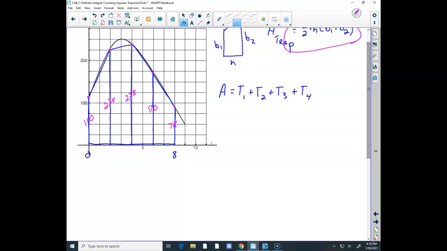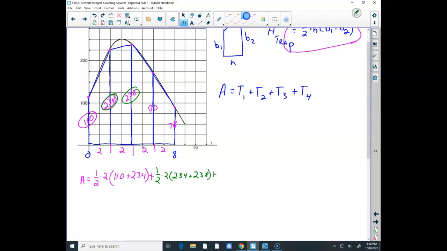So if we took the trapezoid number 1, these are all a height of 2 because they're equal distance, and that's typically what we do. So we're going to say our area is going to equal 1/2 times the height. Now this first base is going to be 110 plus 234. Plus, that's just trapezoid number 1. Trapezoid number 2 is going to be 1/2 times 2. There's a base. Here's the other base.